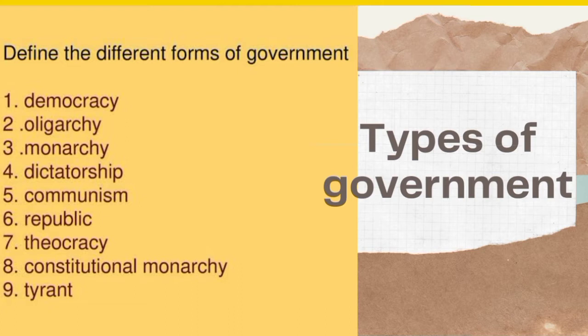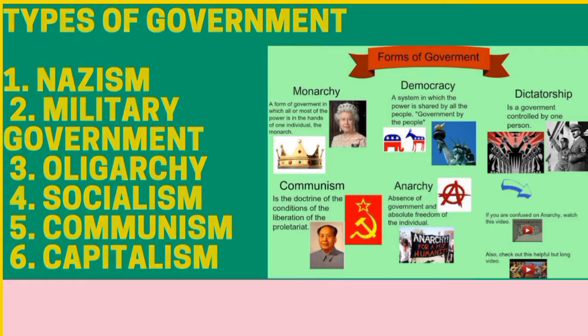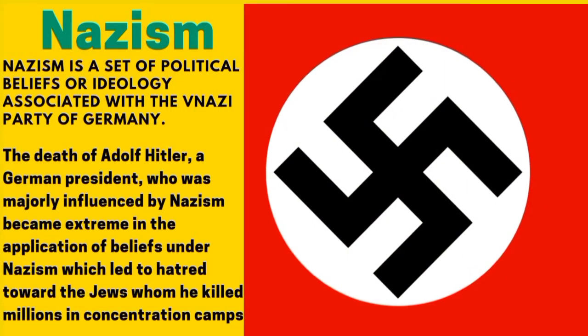But for today, we want to take a look at these types of government: Nazism, military government, oligarchy, socialism, communism, and capitalism. We have discussed democracy, totalitarianism, and other forms of government. So today we want to concentrate on these six types of government. First, we want to start with Nazism.